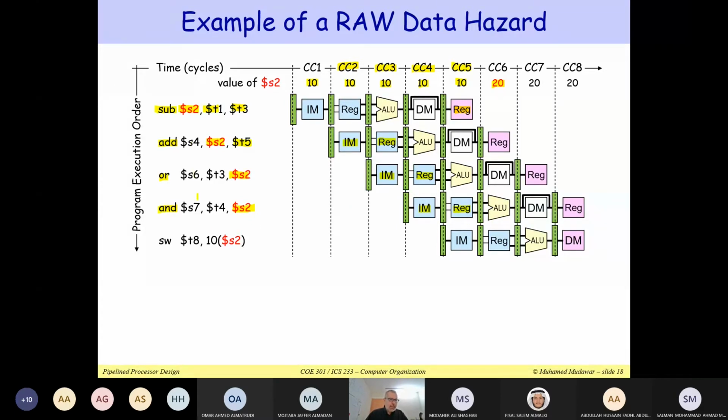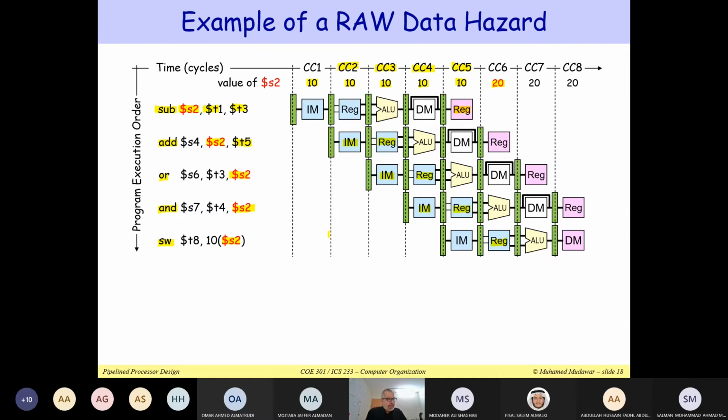So we have 3 instructions appearing after subtract that are going to read the old value of S2, not the new value that was computed by the subtract instruction. Notice that this store also wants to read S2, but since it is going to read S2 at clock cycle number 6, it is going to read the correct value. Only the store instruction that appears late in the program is going to read the correct value of S2, while these 3 instructions that appear immediately after subtract are going to read the old value of S2.